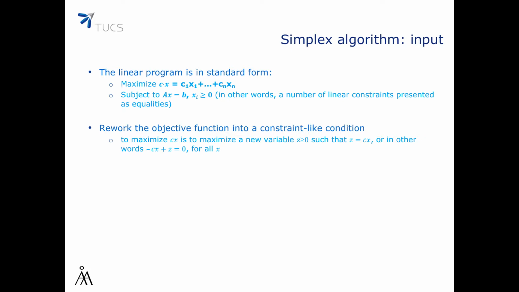To do that, we introduce a new variable z and make it equal to c times x. We will simply aim to maximize variable z. This brings the problem to the so-called standard form, and I will skip all the details about the simplex algorithm.